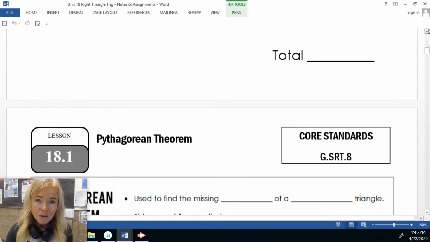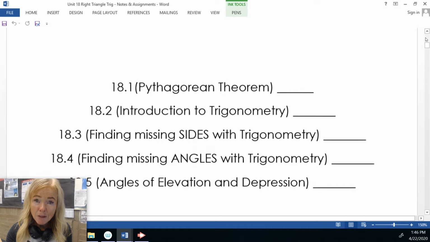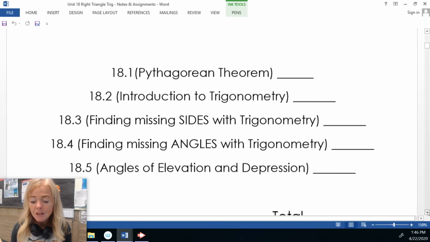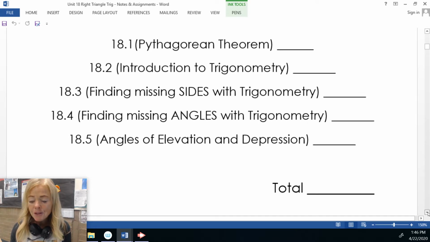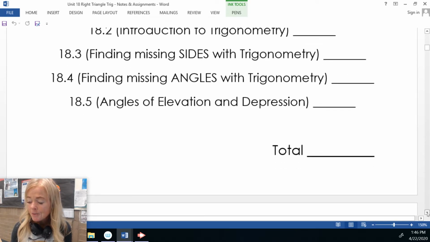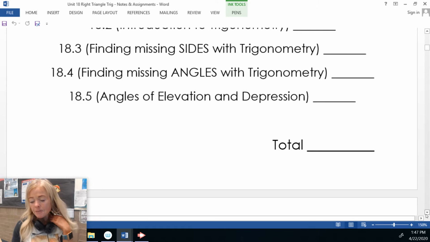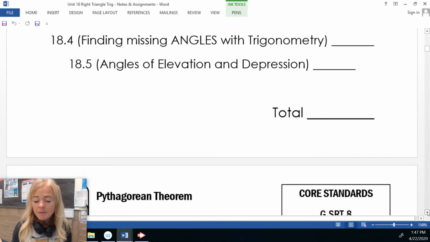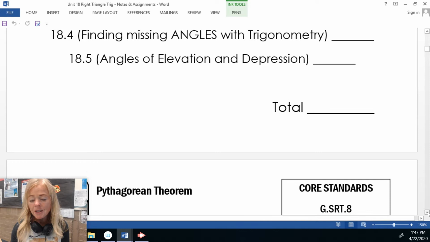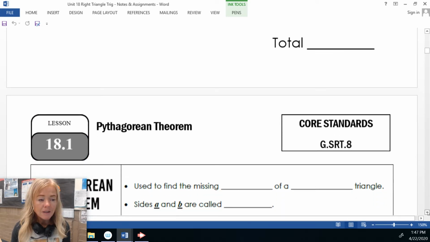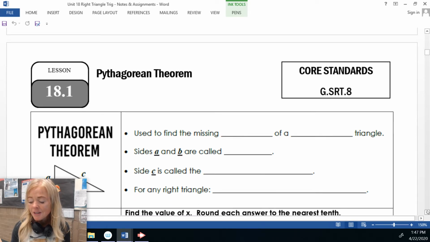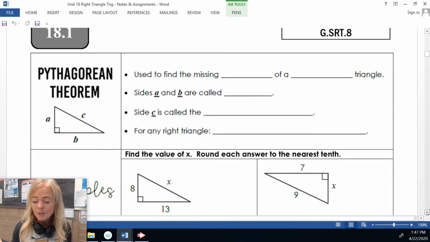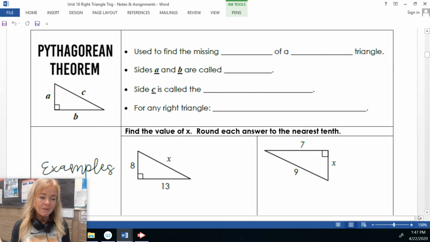We're starting a whole new unit, so you need to print off a whole new unit or come and grab some at the school here. We have 18.1, which is the Pythagorean theorem, 18.2, Introduction to Trig, 18.3, finding missing sides with trig, 18.4, finding missing angles with trig, and 18.5, angles of elevation and depression. So we're going to be dealing with those units, and we're going to start with 18.1. Make sure you get your notes and then fill them out with me as you participate in the lesson.